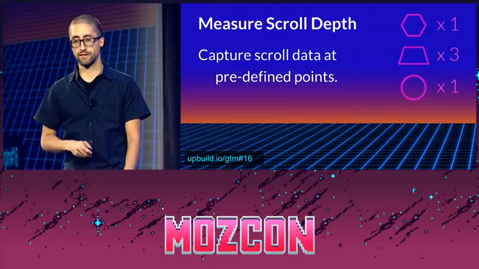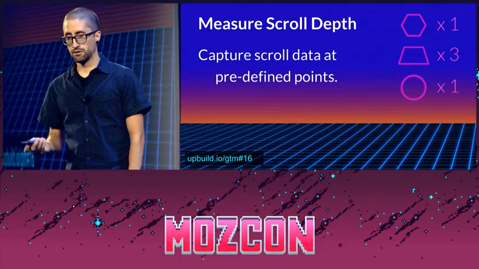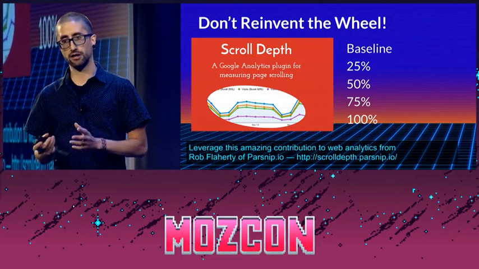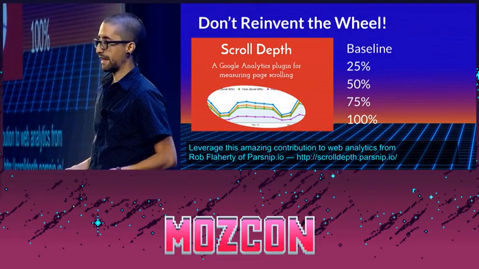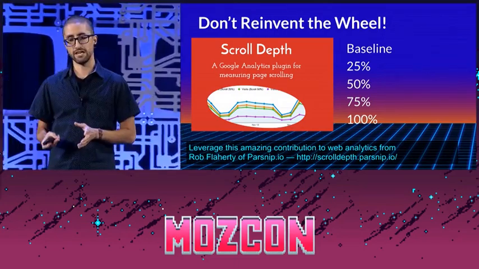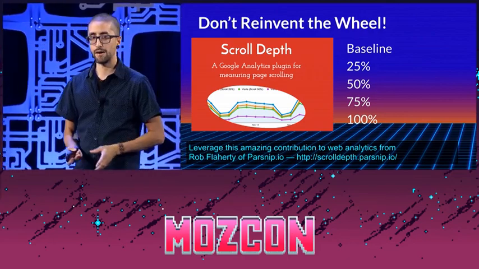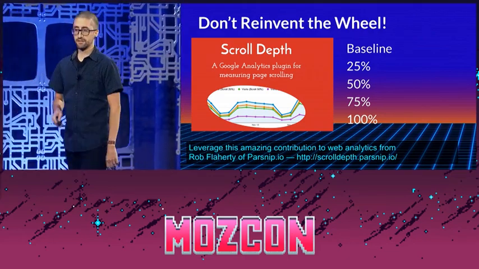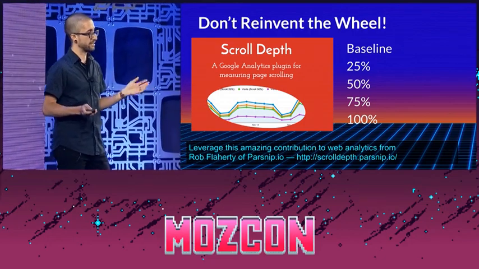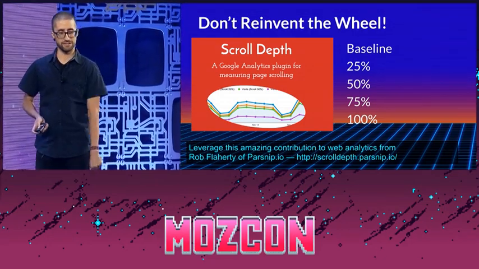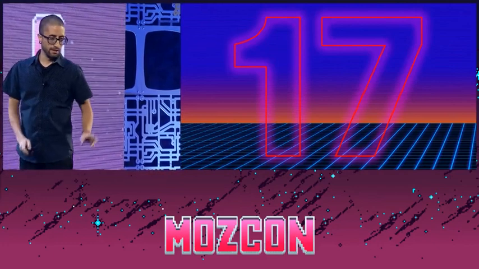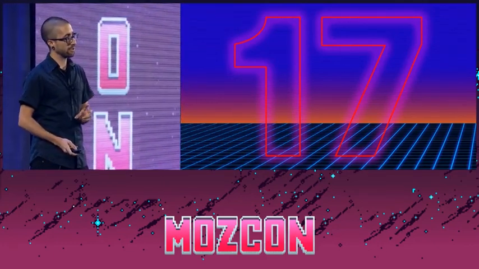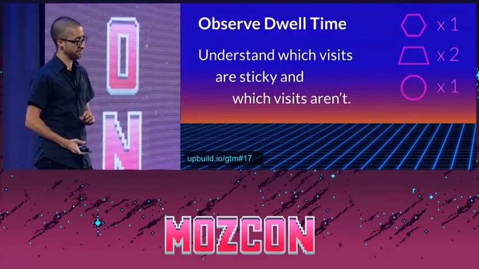So measuring scroll depth is one that we can start with. We want to see how far people scroll down our long landing pages. If you have a 16,000-word blog post, you want to see if people are actually spending time on that and getting all the way to the bottom. There's a great plugin at Parsnip that you can use, free to use and easy to put into your site via Google Tag Manager. Now 17 gets a little more advanced, and I think it provides more meaningful data.